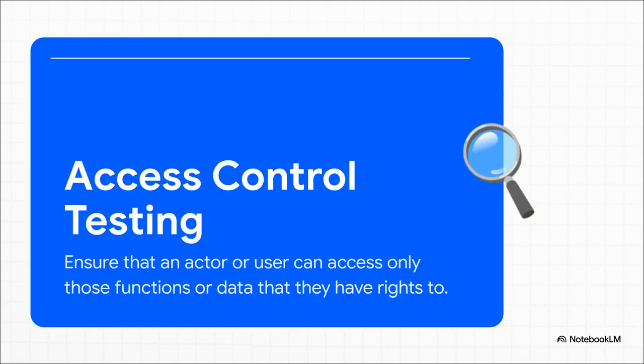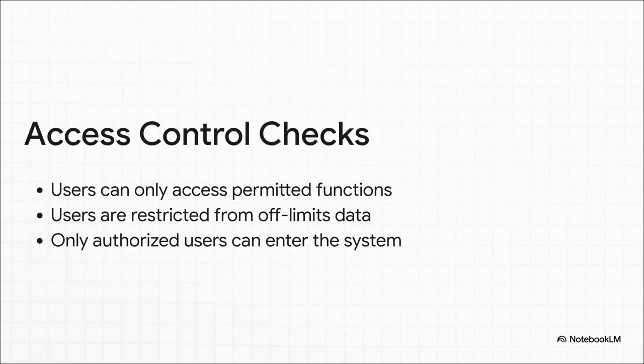And finally, our fifth tool. You can think of this one as the systems bouncer. Access control testing is all about security. It's the process of verifying that you can only see and do the things you have permission for, and nothing more. This means we're hammering on the system, making sure a regular user can't somehow get into the admin settings.